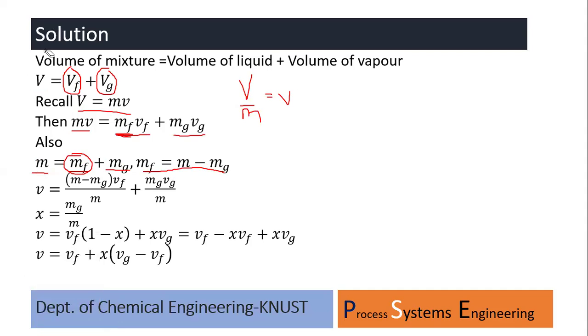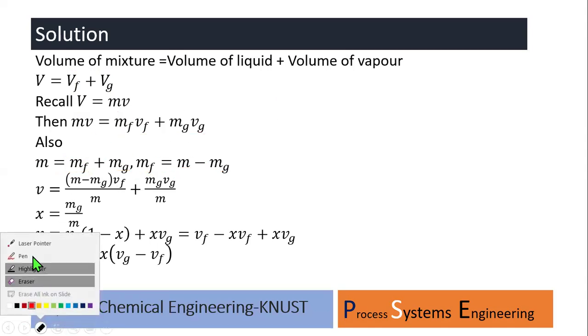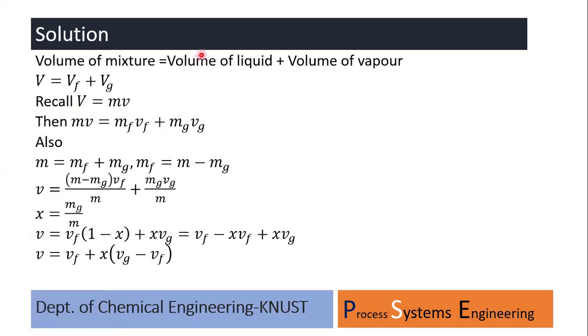Are we okay with that so far? Are we okay up to that point? Good. So now if I replace the mf here with m minus mg and I make V the subject, this mf is going to become m minus mg. So that's what we see here, times this vf. Then we have mg times vg. That's what we see here. Then we are making this V the subject, so I can divide through by the mass. So that's why we have the mass dividing everything.